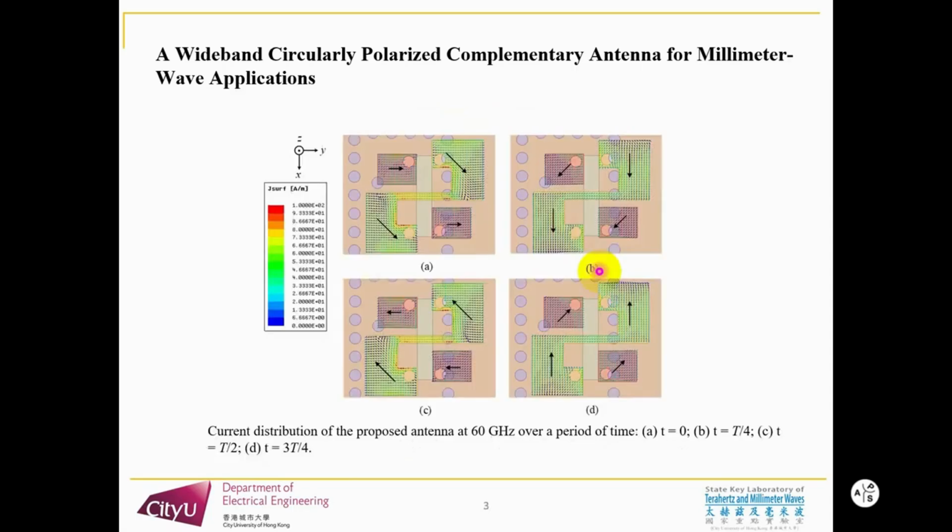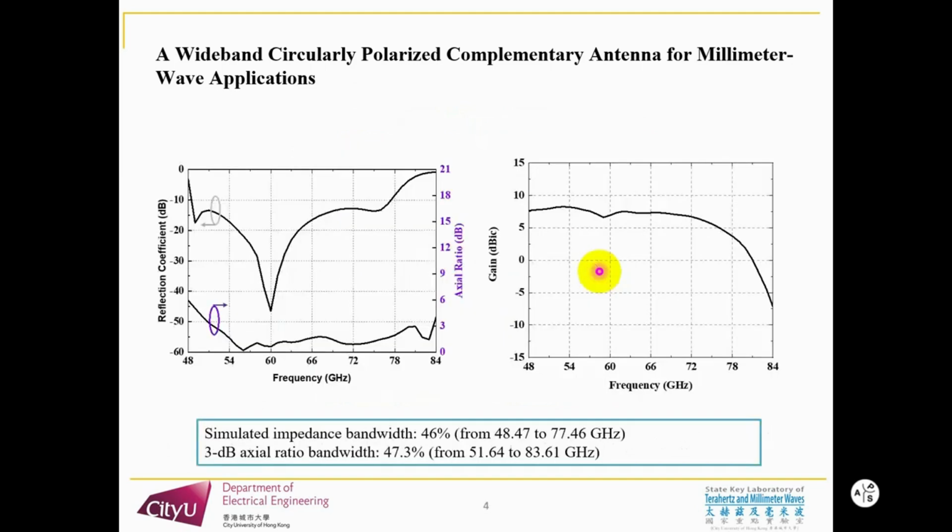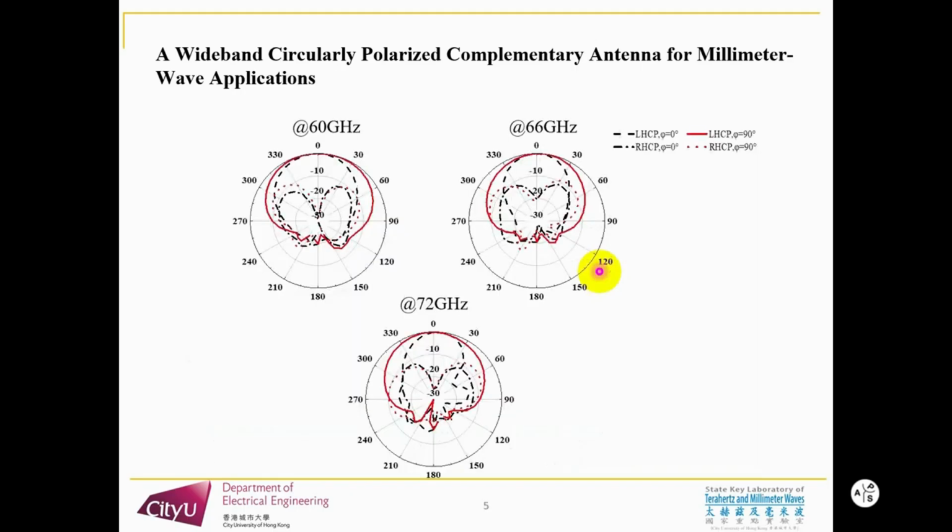Here is the current distribution of the proposed antenna element. It can be seen that the current rotates in the clockwise direction, which indicates that the proposed antenna has left-hand CP radiation. The simulated impedance bandwidth of the proposed antenna element is about 46%, from 48.47 to 77.46 GHz, and the 3 dB AR bandwidth is about 47.3%, from 51.64 to 83.61 GHz.